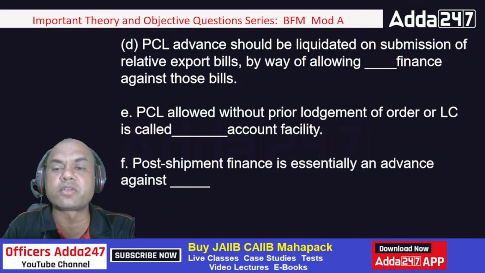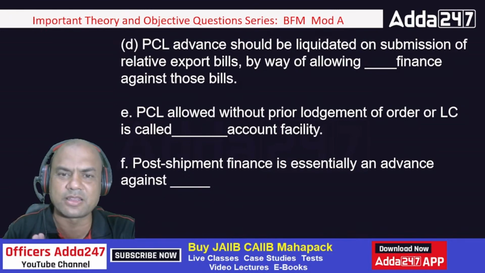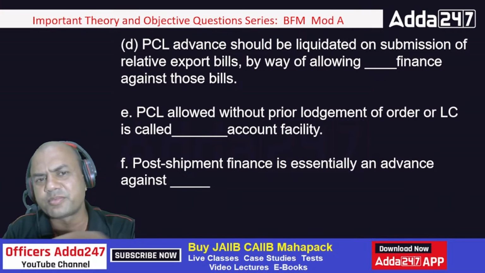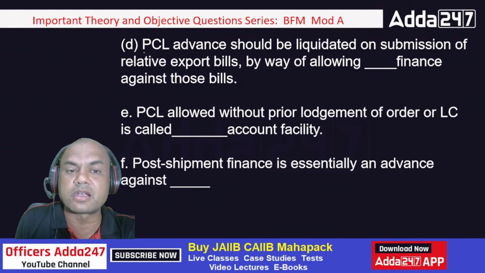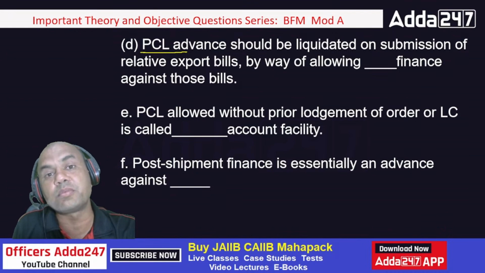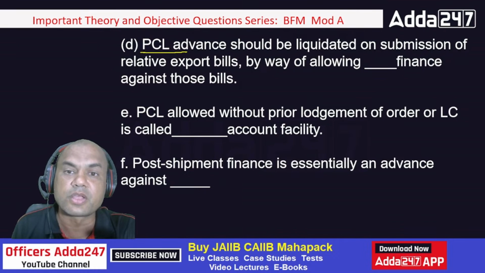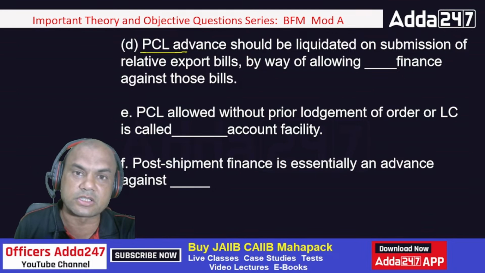PCL advance should be liquidated on submission of relative export documents by way of allowing dash finance against those bills. What is this, man? One advance I am giving, closing by using another advance. Is it the right way? PCL means packing credit. So packing credit advance should be closed by way of allowing dash finance. So I am again doing a financing to close my earlier finance. So is this allowed? Yes, it is allowed. Only in case of exports it's allowed.